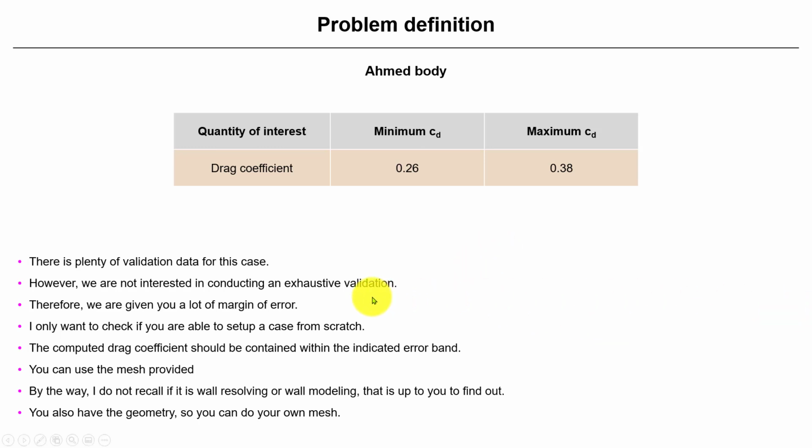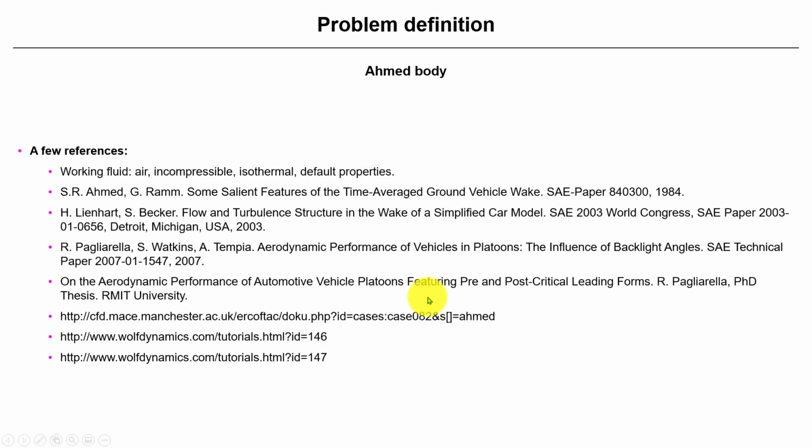Okay. As I say, there is plenty of validation data for this case. You have the link on the web page. You can download it. We put some references there. We're just interested in the CD, but on the web page you also have links to another web page where you can download some experimental data. You have some velocity profiles on the Ahmed body. So it's up to you if you want to do a more detailed validation case.